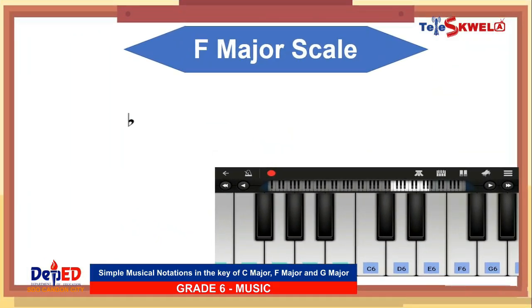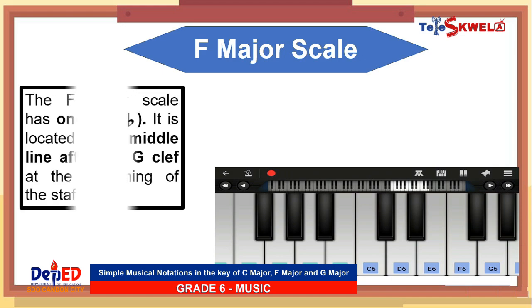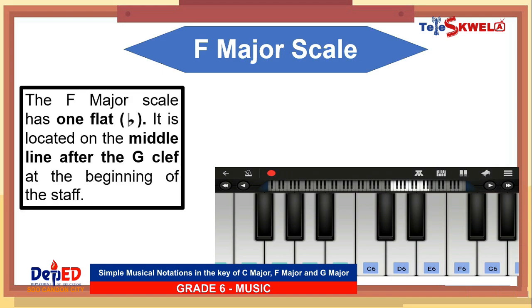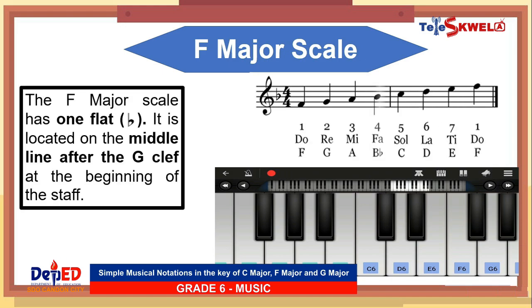And now let us move on to F major scale. The F major scale has 1 flat. It is located on the middle line after the G clef at the beginning of the staff. It means that all notes that fall on the B are sung a half step lower than the usual tone. Notice that the first space is named as F. Thus, in the key F major, the home tone Do is located on the first space.